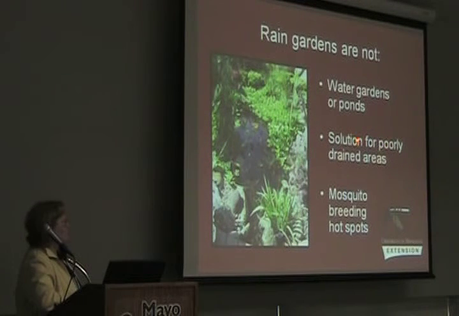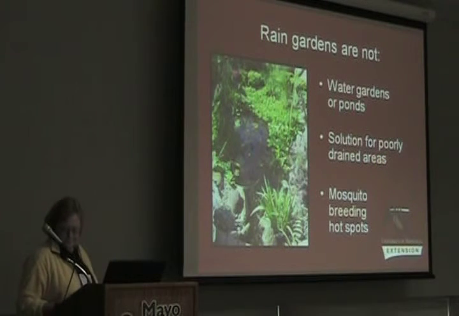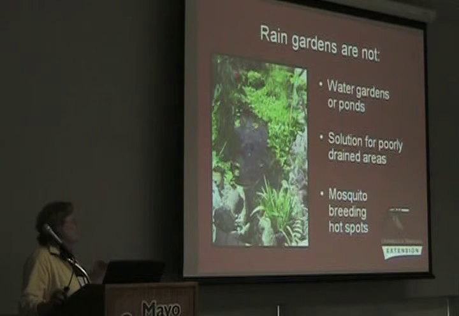They're not a solution for poorly drained areas either. Sometimes I'll have people ask me, well, I have an area in my backyard that's always wet. Is that a good place to put a rain garden? Well, probably not, for the reason that the idea behind rain gardens is to allow infiltration to happen. If you have an area that's always wet or soggy, then you might consider putting in some wetland plants and calling it a wetland. But it functions a little bit differently than what we're doing in a designed rain garden.